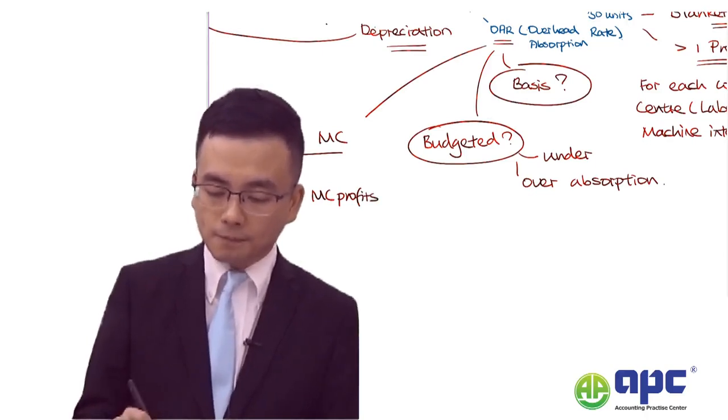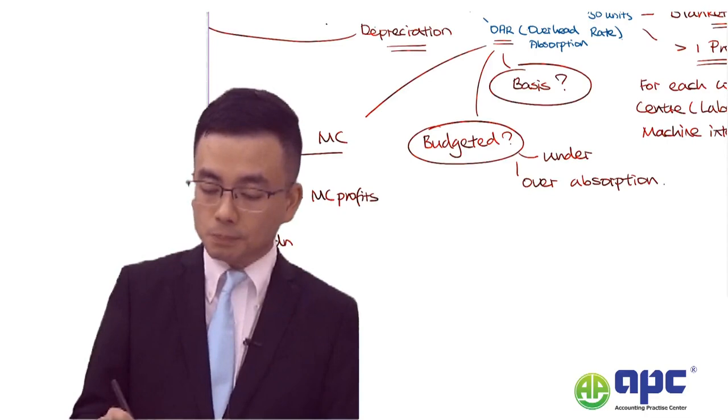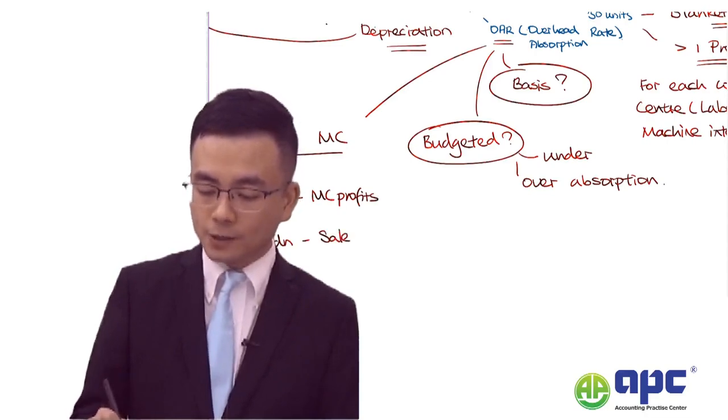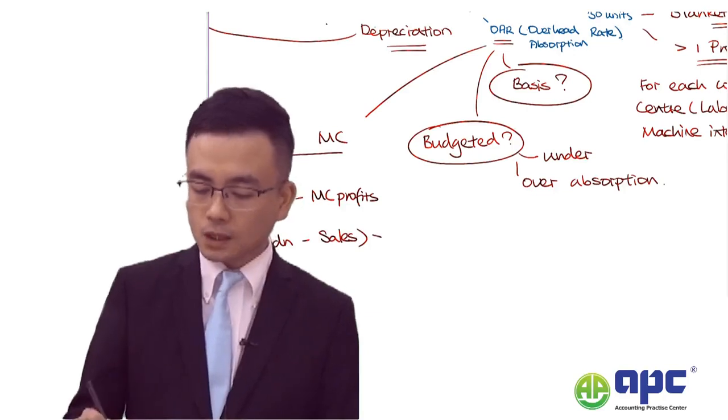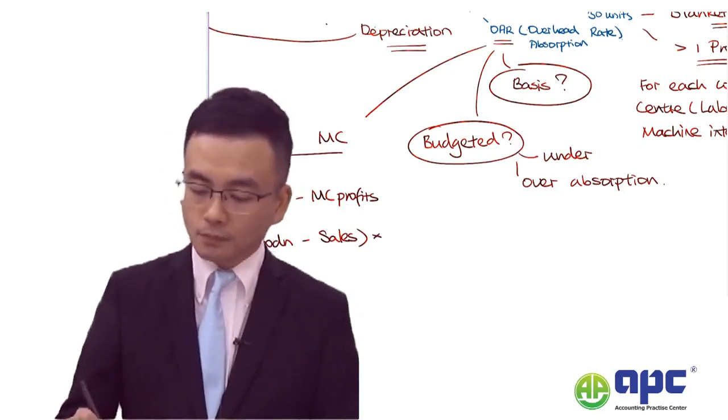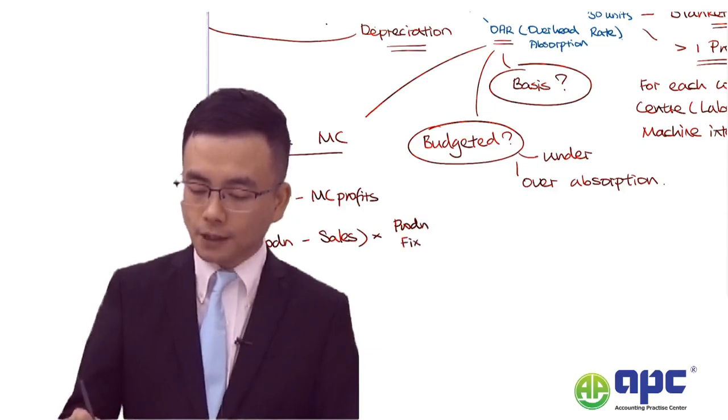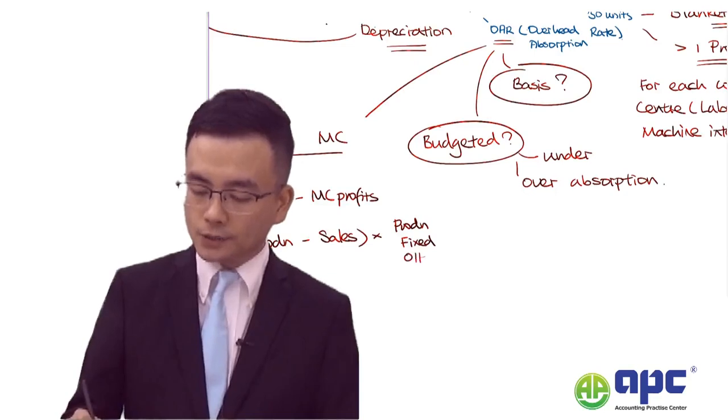That would be the production volume minus the sales volume, and times by the production fixed overhead per unit. Okay.